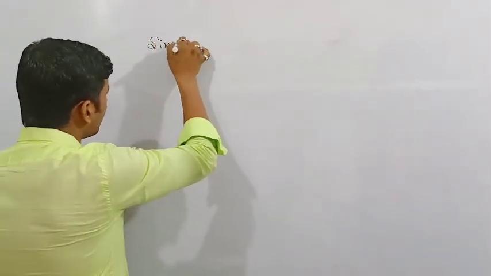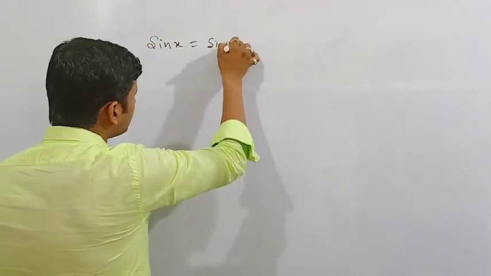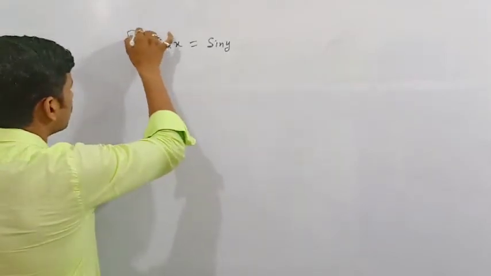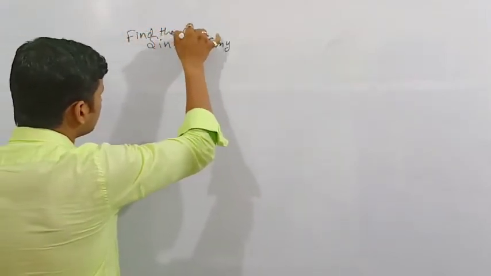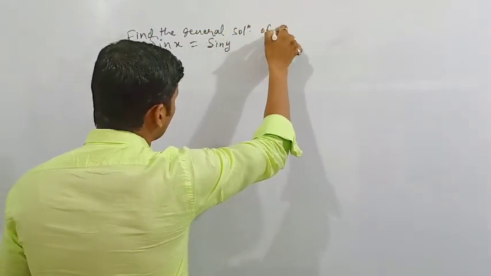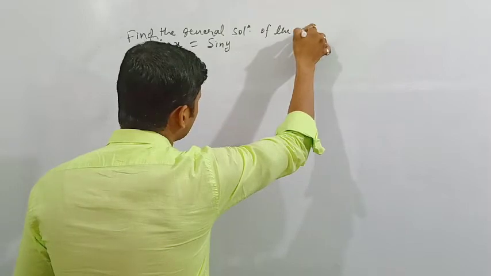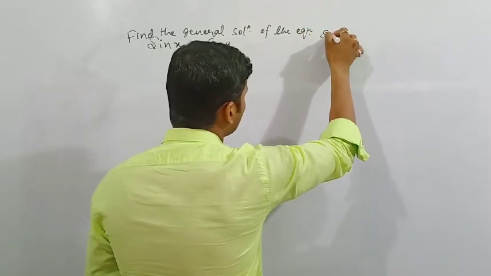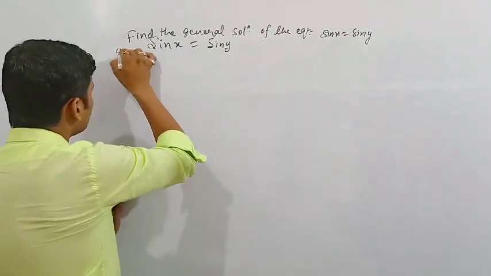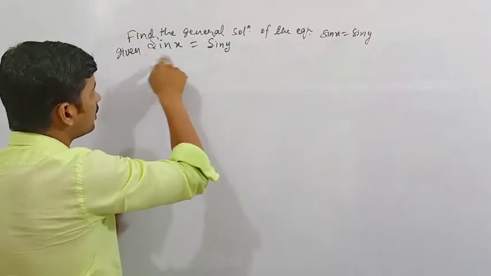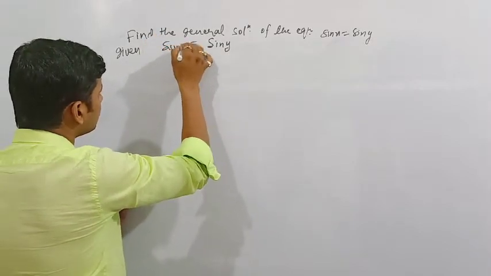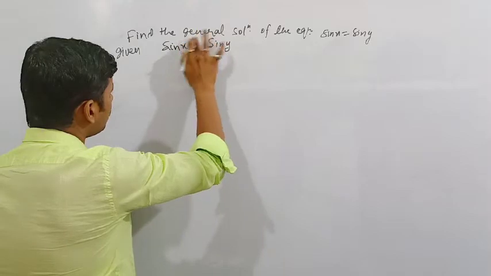Suppose we have sin x is equal to sin y and we have to find the general solution of this. Find the general solution of the equation sin x is equal to sin y. Correct? So what is given in the question? Sin x is equal to sin y.